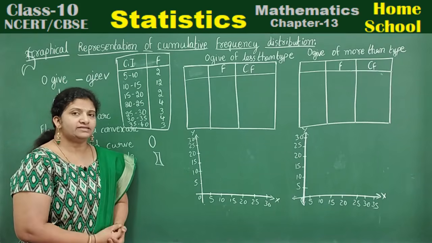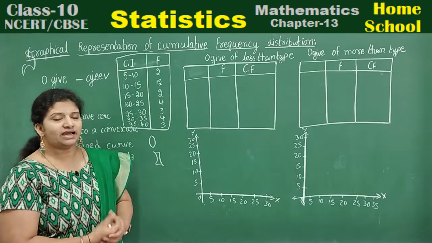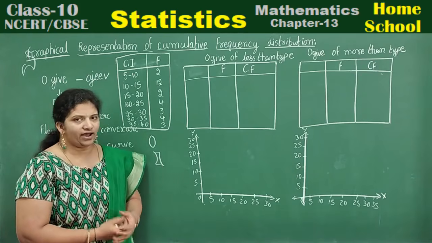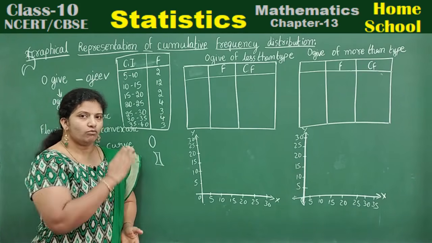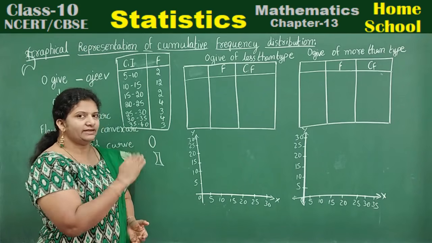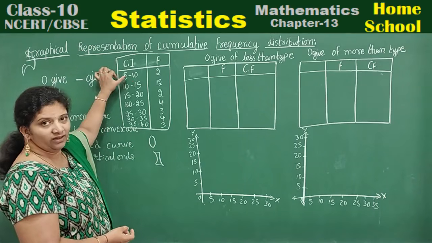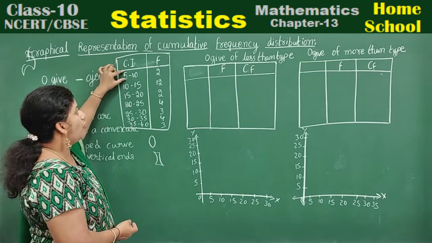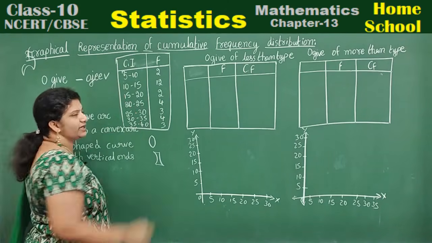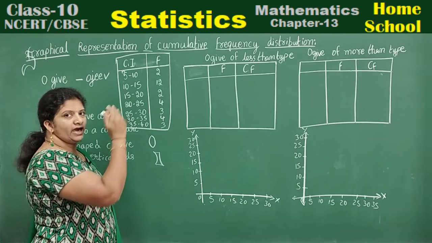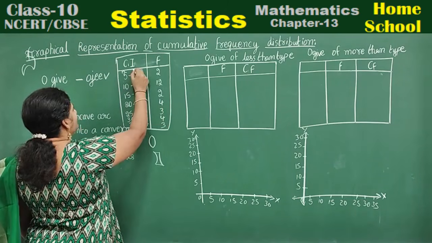Class interval 5 to 10, in the sense of what we are going to understand here, means more than 5 and less than 10. The word itself you remember here, shortcut M: more than 5, less than 10.